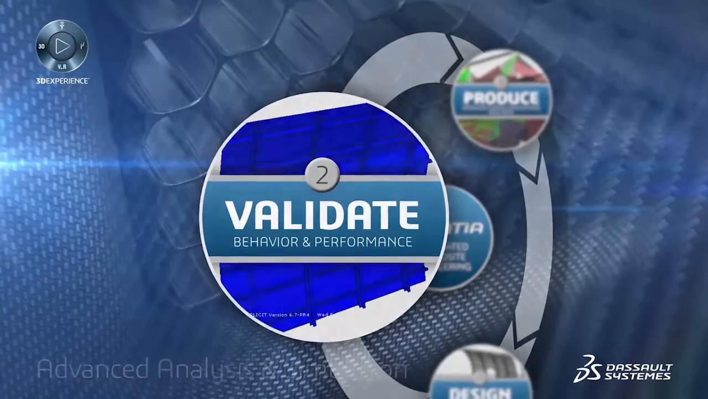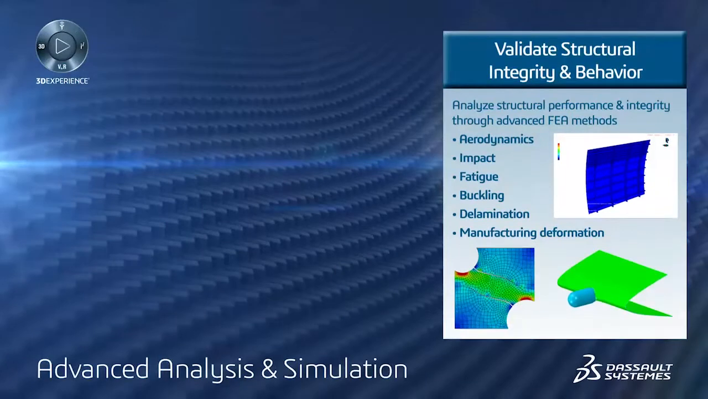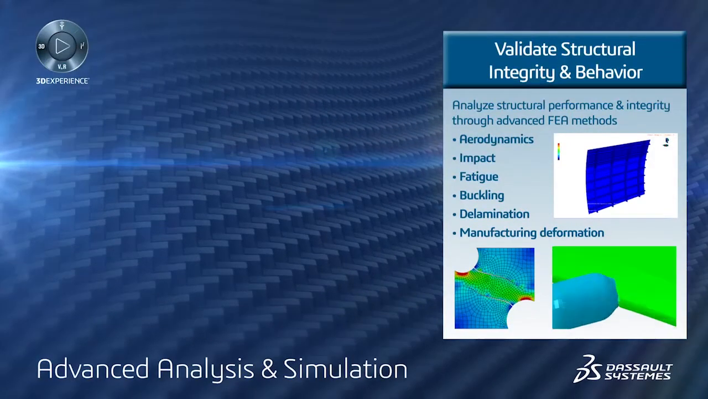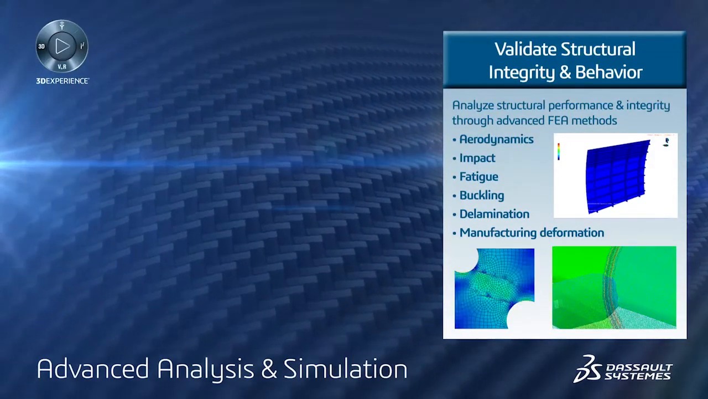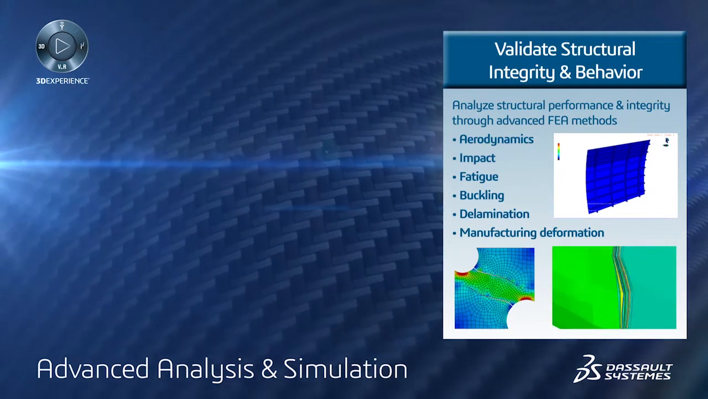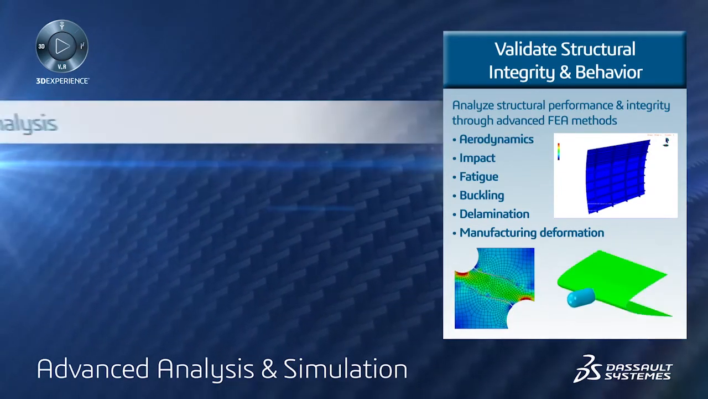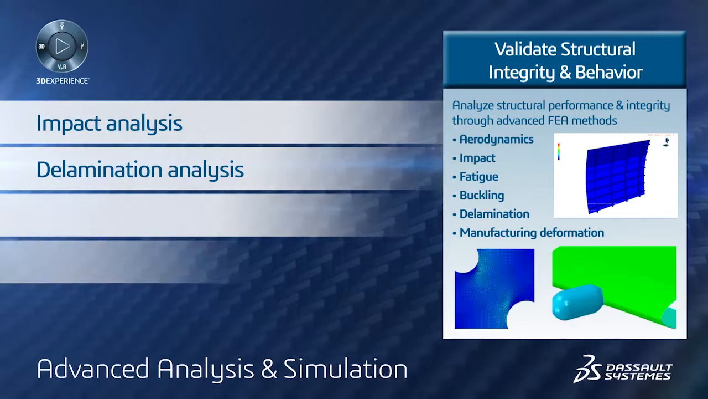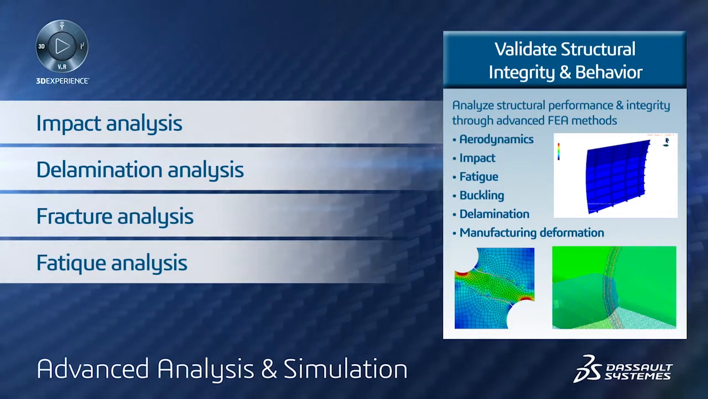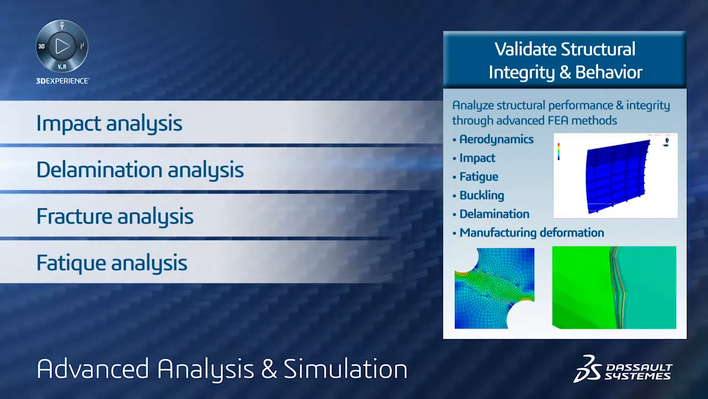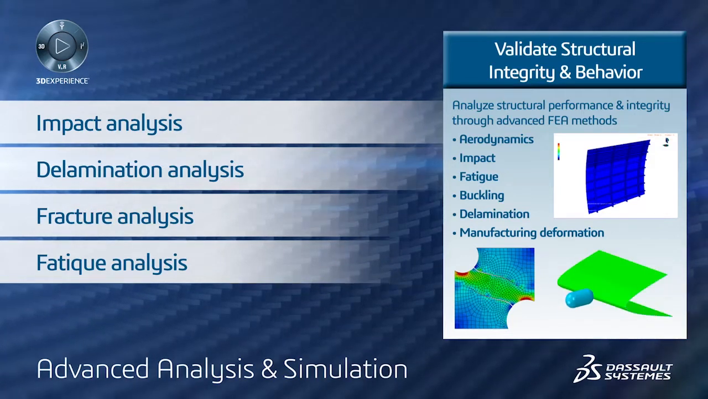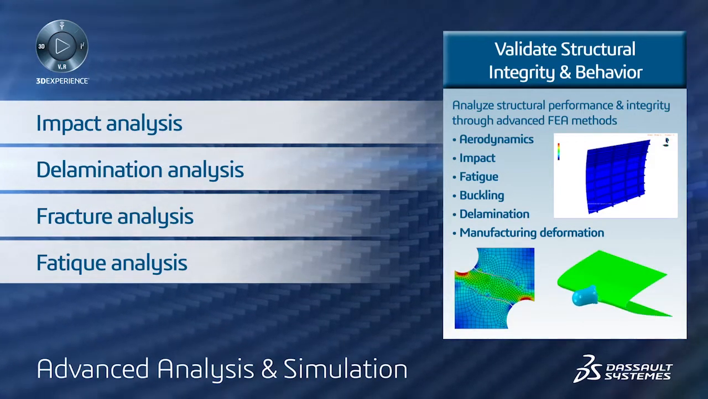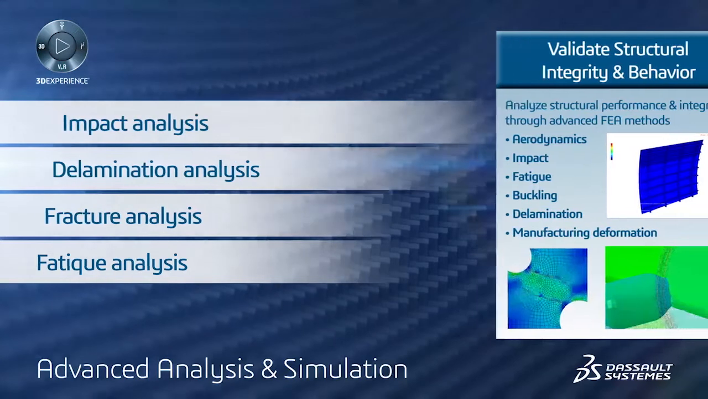performance. As the design progresses, it's possible to use the more advanced capabilities provided by Abaqus to perform detailed, nonlinear analysis of situations such as impact, delamination, fracture, and fatigue analysis of composite parts and structures. Let's have a look at some examples of these advanced analysis capabilities in action, starting with impact analysis.